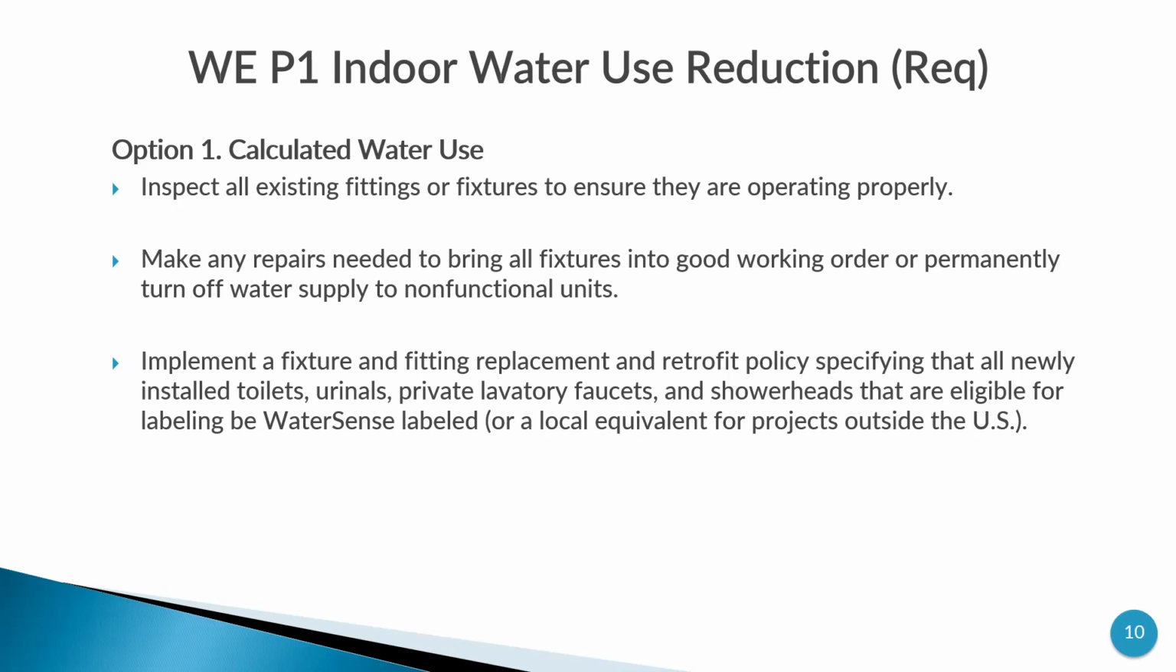Inspect all existing fixtures and fittings to ensure they are operating properly. Make any repairs needed to bring all fixtures into good working order or permanently turn off water supply to non-functional units. The other biggest problem is if there are any leaks happening or if the systems are not maintained properly, that is where huge water consumption happens. That's where your meter readings will go high.